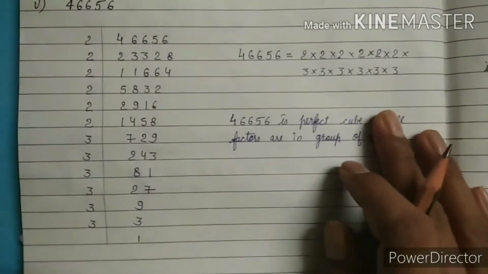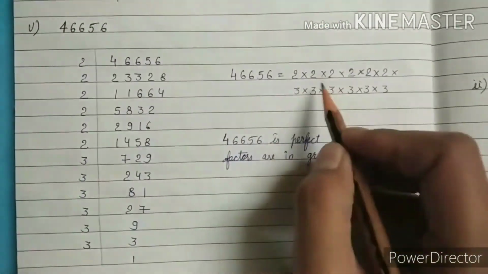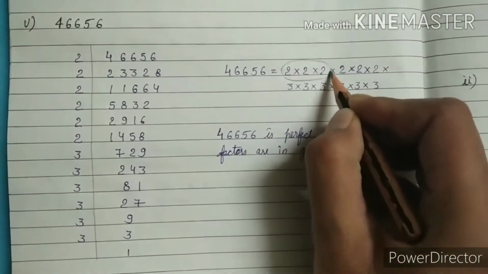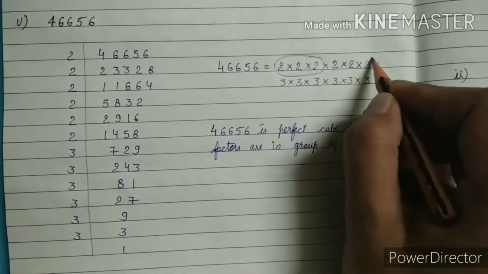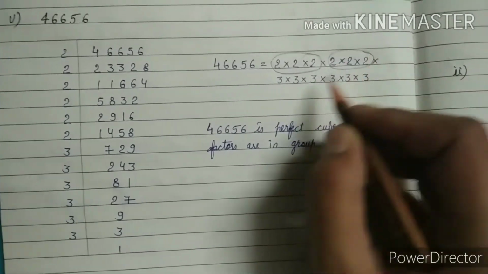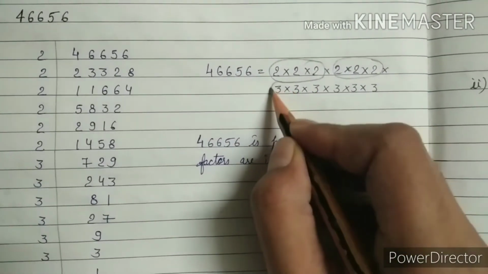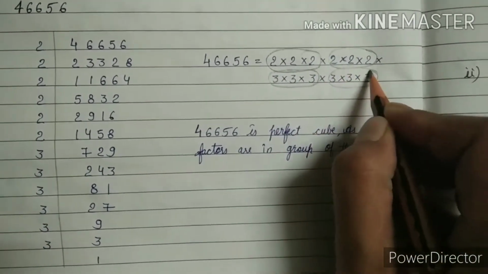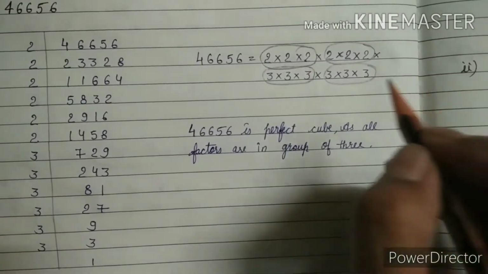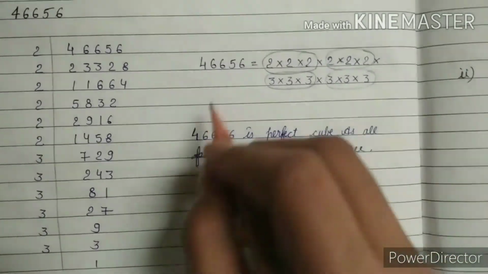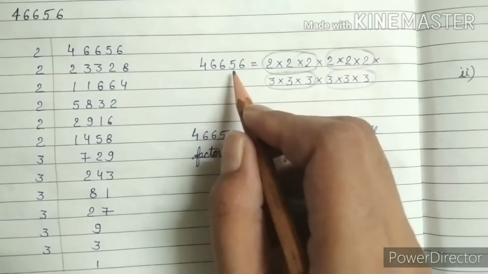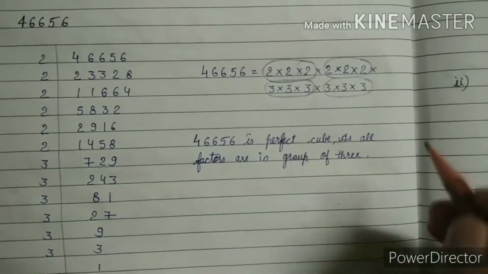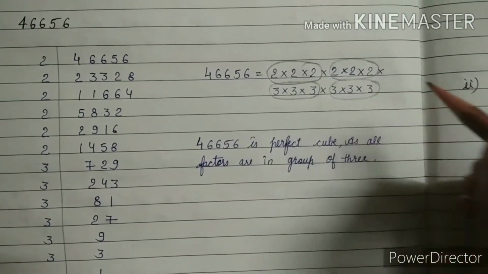Fifth, the last one. Its prime factors are 1, 2, 3, three times 2; then 1, 2, 3, again three times 2; then 1, 2, 3, three times 3; then 1, 2, 3, three times 3. All numbers are in groups of 3. It means 46,656 is a perfect cube, because all factors are in groups of 3.